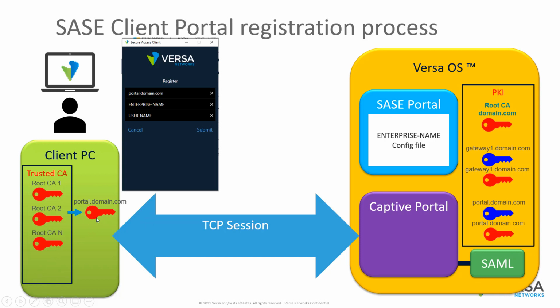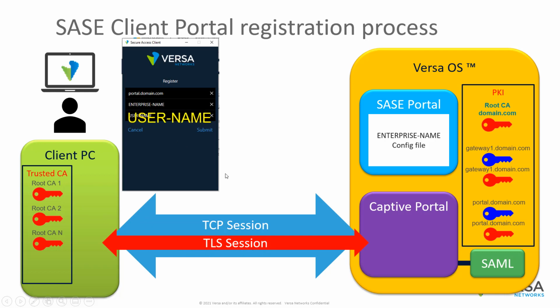Anyway, after we verified that this is a legitimate certificate, we will generate the symmetric key for the TLS session and actually establish that TLS session. Inside of the TLS session, we will send the enterprise name and the username to the captive portal. The captive portal will use its connection to the authentication provider. It can be SAML, LDAP, Active Directory, RADIUS, or any other integration supported on the Versa device, and will authenticate whether this is the correct username and password which the user has provided. If the authentication is correct, the captive portal will inform the SASE portal module that we need to push the configuration. And that's exactly the next step which will happen.